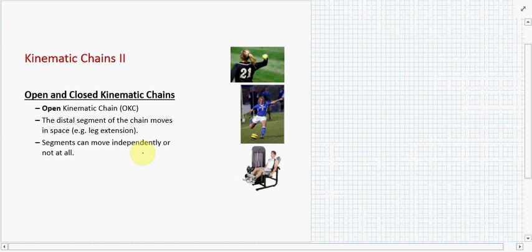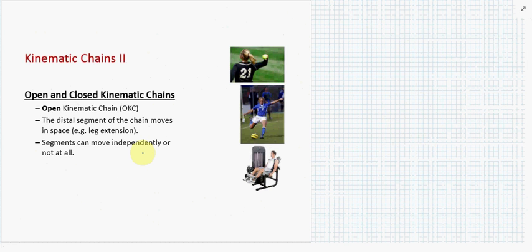All right, it also brings us to the concept of open and closed kinematic chains. You should be familiar with these definitions. An open kinematic chain is one where the distal segment is free to move in space and the segments can move independently or not at all. Throwing and kicking are typical examples of that, as are leg extensions or bicycles, for example, right?